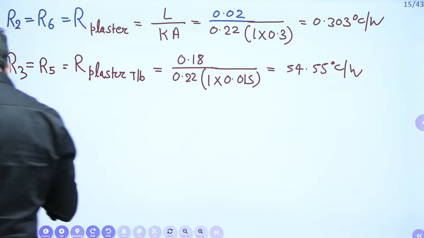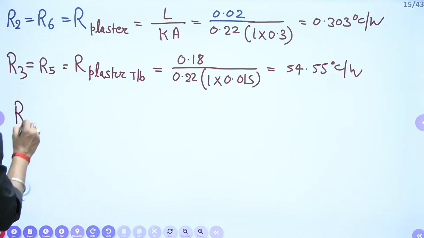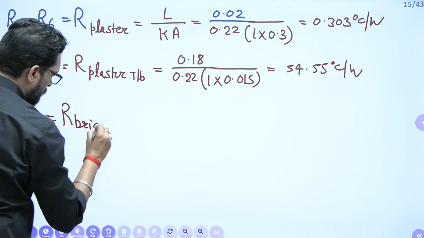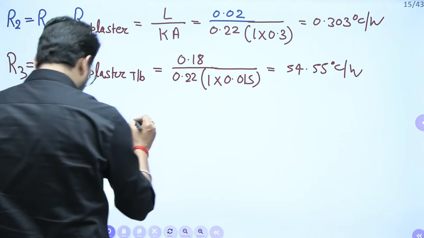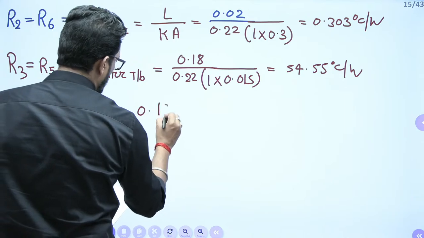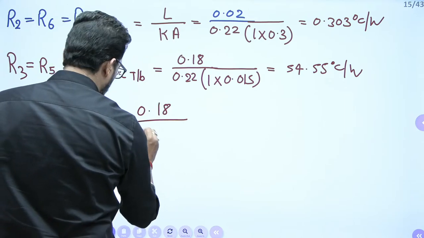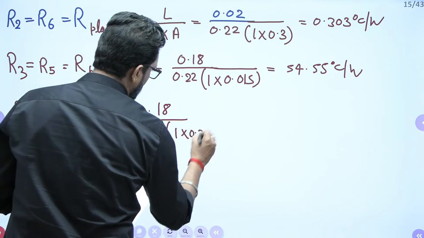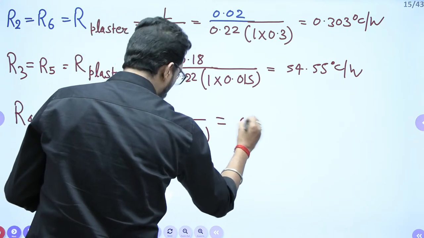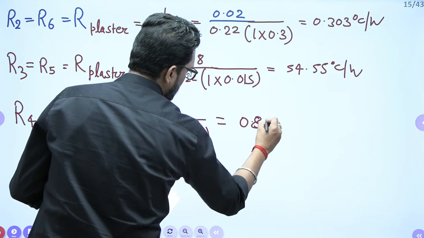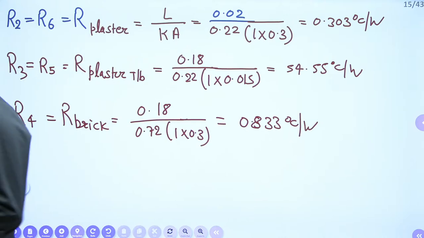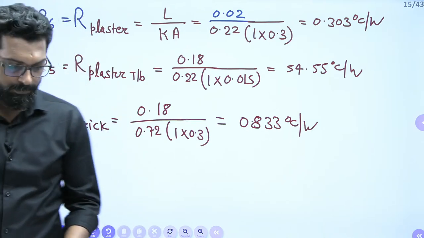Now, R4 is what? R of brick. And brick is equal to L, 0.18, over 0.72 thermal conductivity into 1 into 0.3 height. This is your 0.3833 degree centigrade per unit watt.